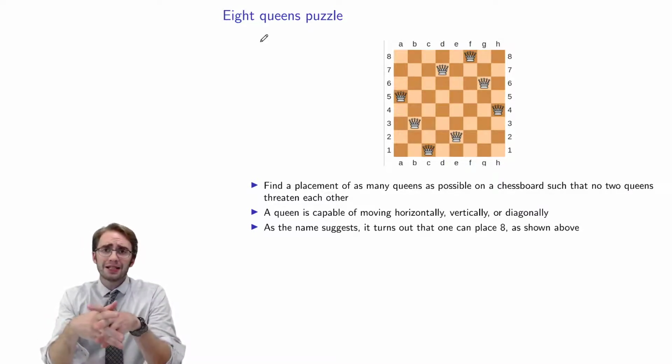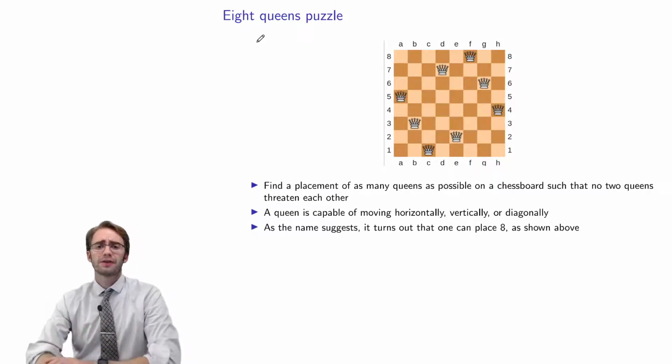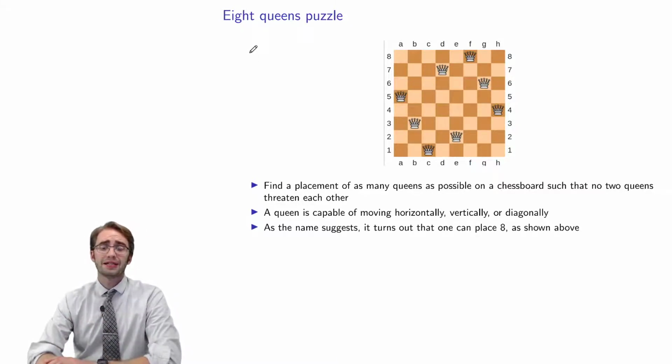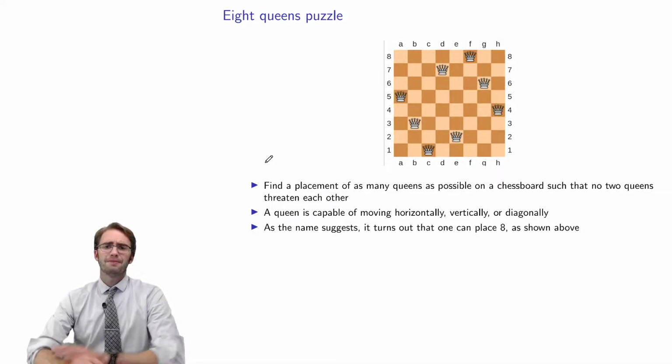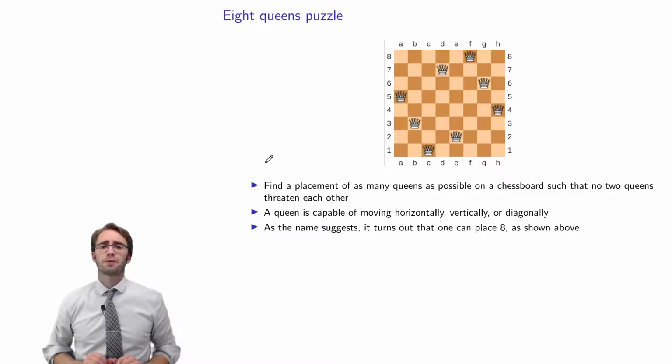The 8 queens puzzle is one that you might have seen before. The question asks you to find as many queens as you can. It has the number 8 in it, so it's going to turn out that the answer is 8, but we'll phrase this in terms of optimization. The 8 queens puzzle says you find a placement of as many queens as you can on a chessboard where no 2 queens threaten each other.